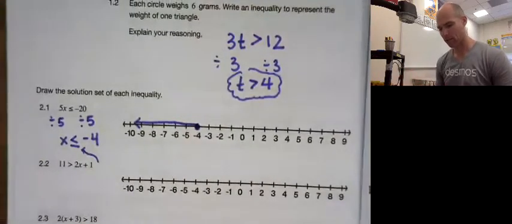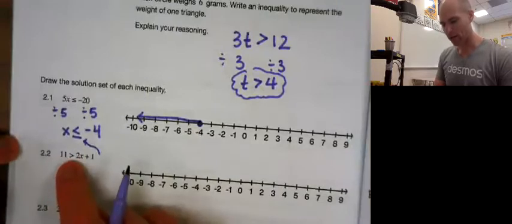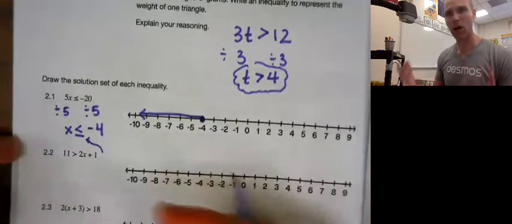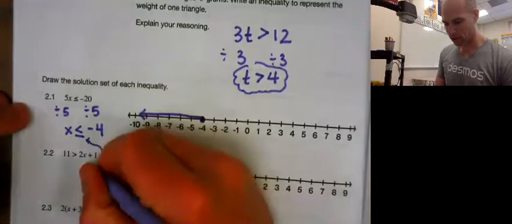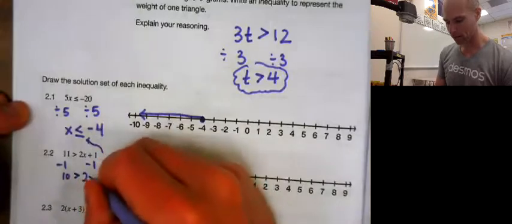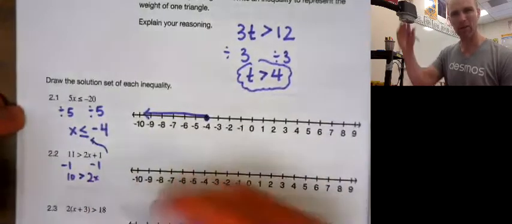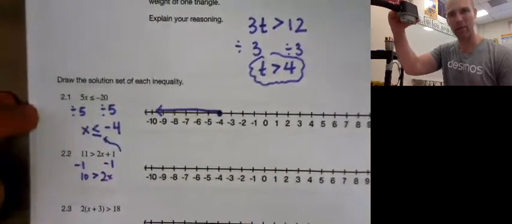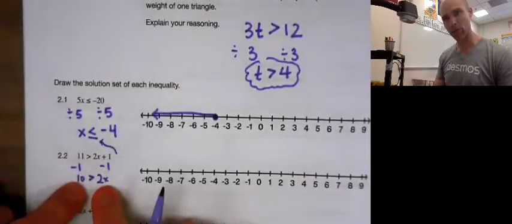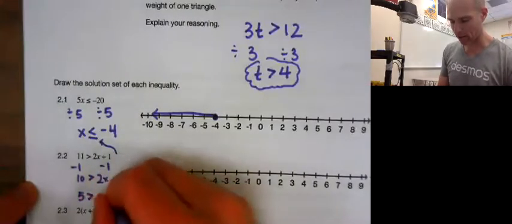All right, and so let's do the next one. 11 is greater than 2x plus 1. We solve it just like an equation. I'm going to subtract 1 from both sides, and I get 10 is greater than 2x. And so when I divide both sides by 2, I don't really have enough space here to show it, so I'm going to skip showing the step. But I'm dividing both sides by 2, and I get 5 is greater than x.